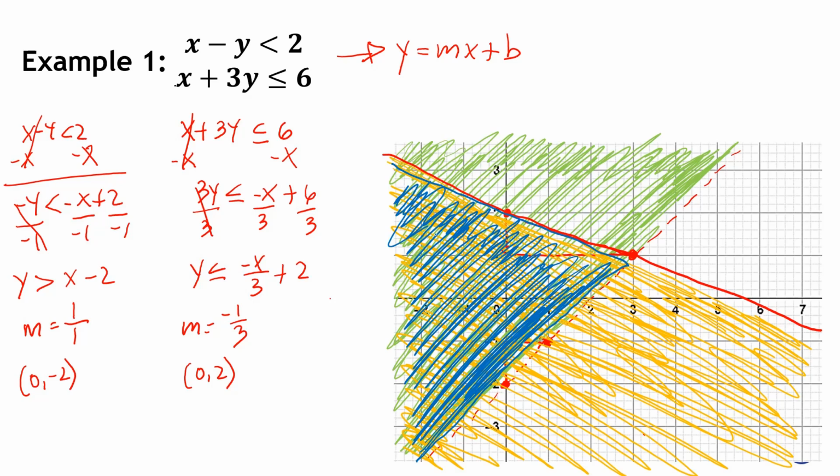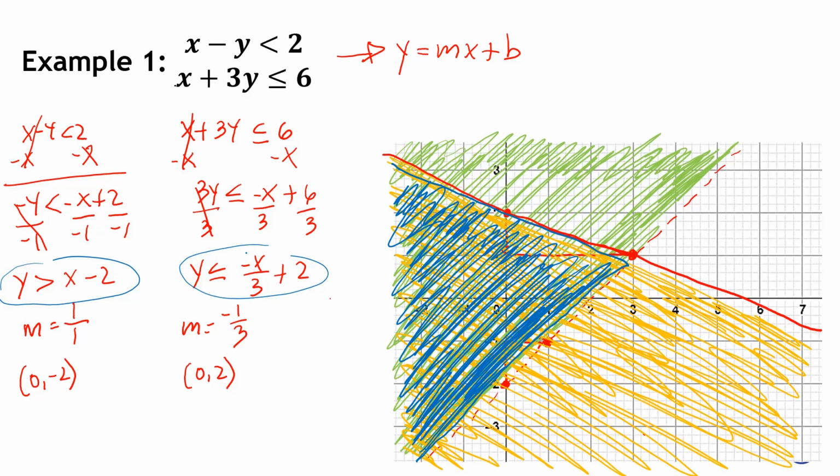And let's try one point. Let's try 0, 0. Let's try the first inequality here. If you replace 0, 0 there, 0 minus 2 is negative 2, and then we get 0. Is 0 greater than negative 2? Yes. Here, 0 is less than or equal to negative 0 over 3 plus 2, so that's 2. Is 0 less than or equal to positive 2? Yes. So you're absolutely correct.